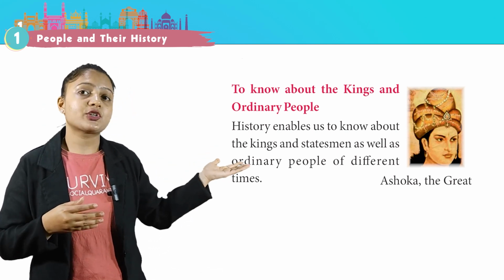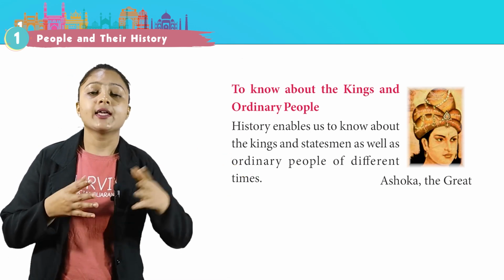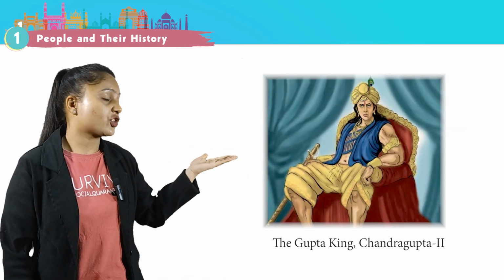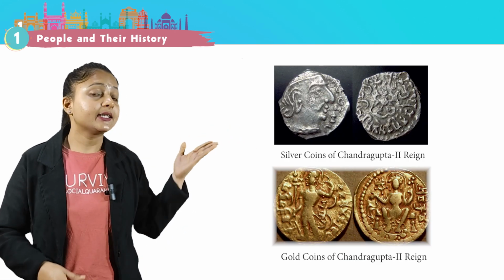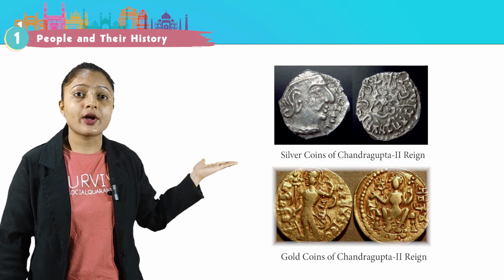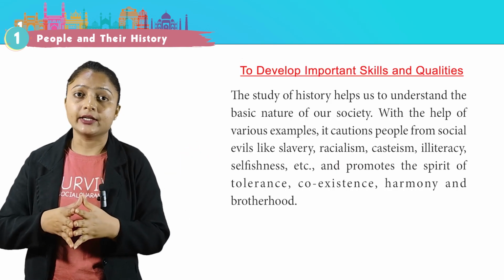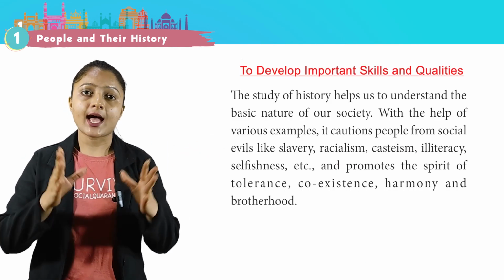जैसे this is the picture of Ashoka the Great. He was the king. Look at this picture. This is the picture of the Gupta king Chandragupta II, and these are the pictures of silver coins of Chandragupta II's reign.